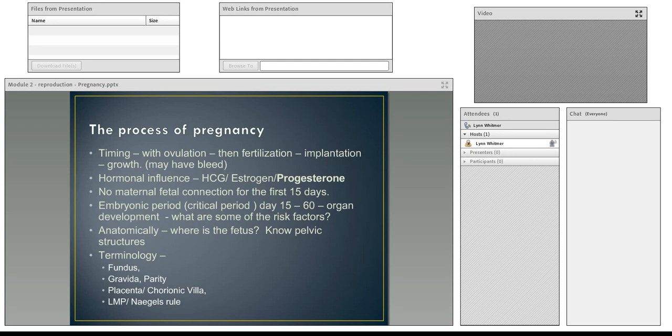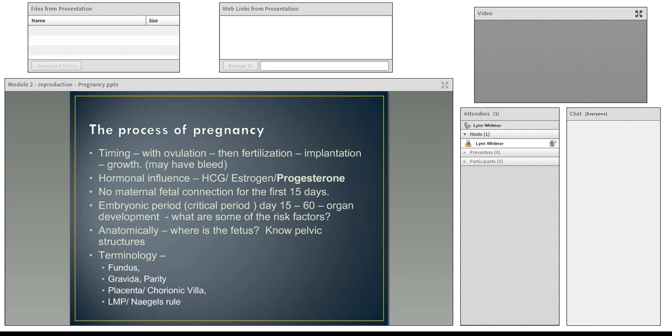Heparin does not pass through the placenta, but Coumadin, or warfarin, does. So we have to know a lot about the medications, what passes through the placenta and what does not. Bacteria and viruses pass through. Caffeine and alcohol pass through to the baby.